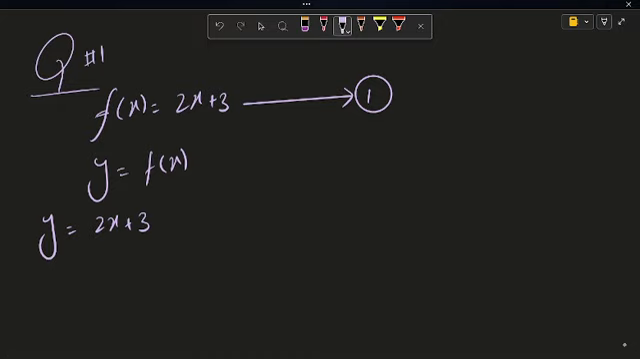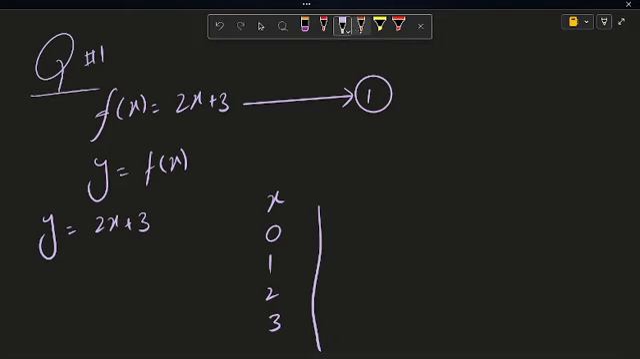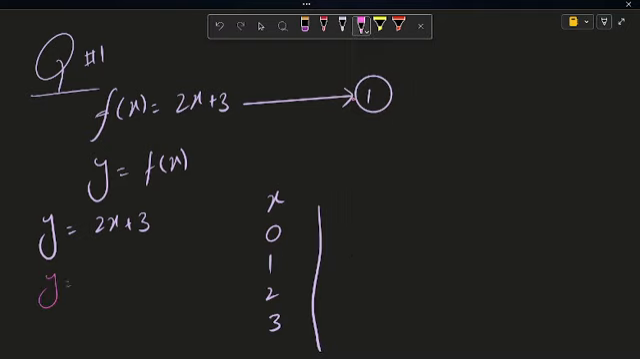Now I choose different values of x for it. For example, my x values are 0, 1, 2, 3. When I choose x equals 0, my value of y would be 3. It means that for x equals 0, my y value is 3.